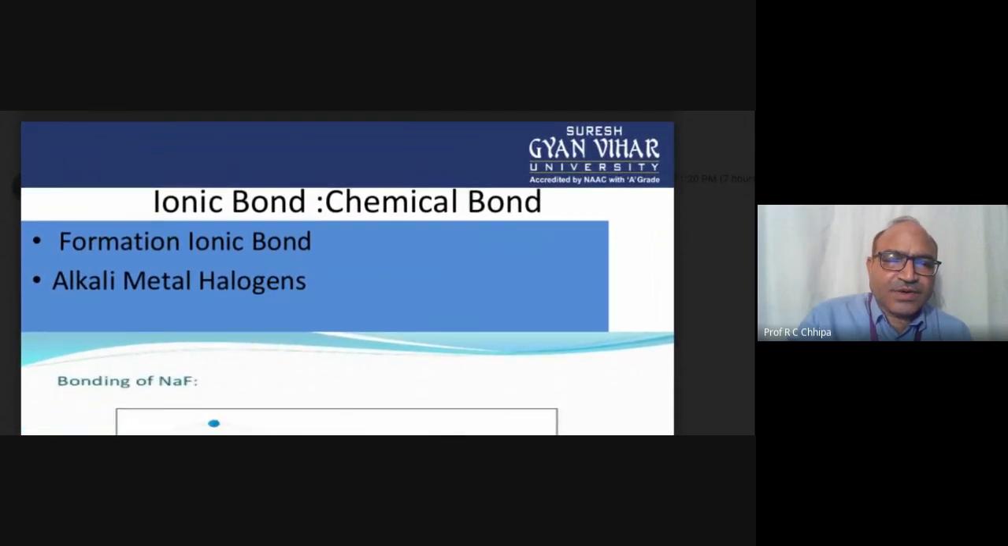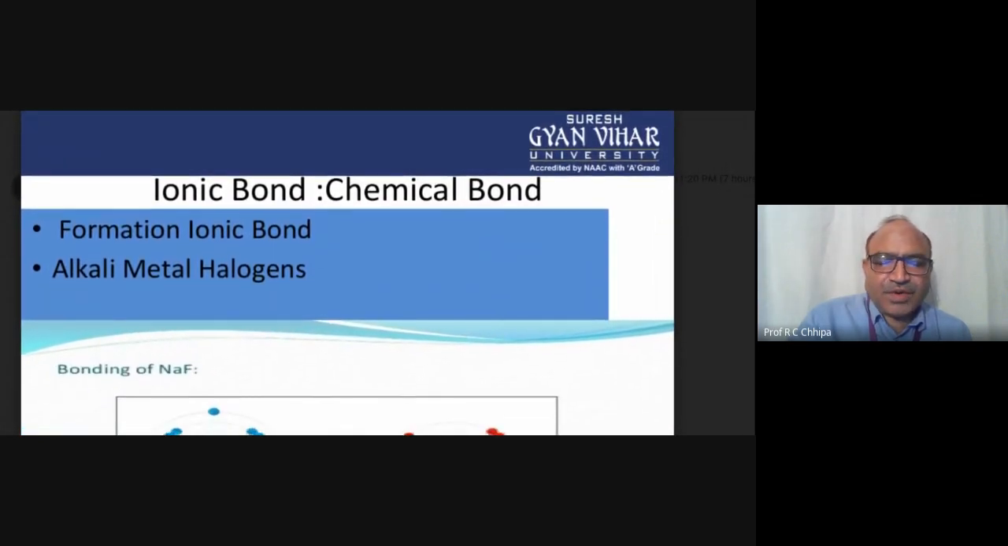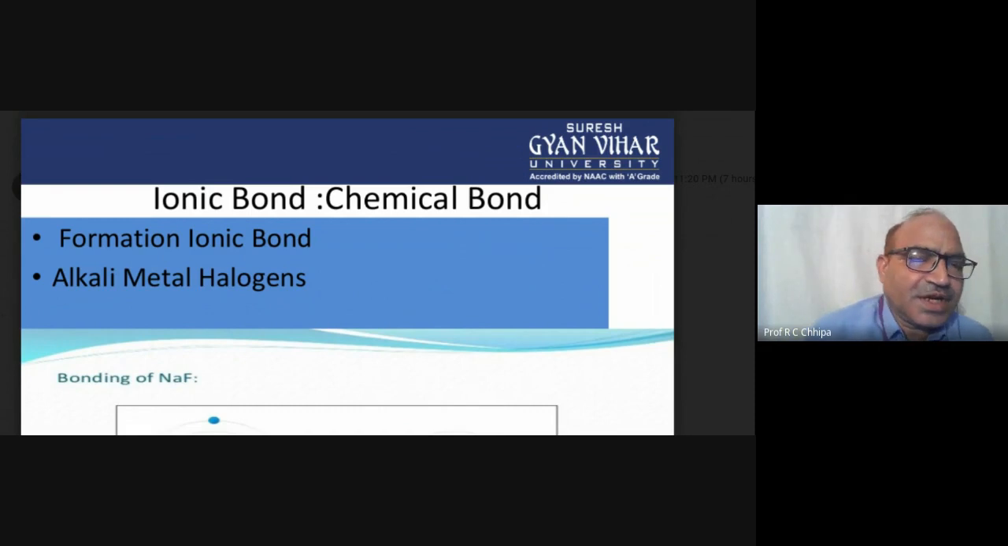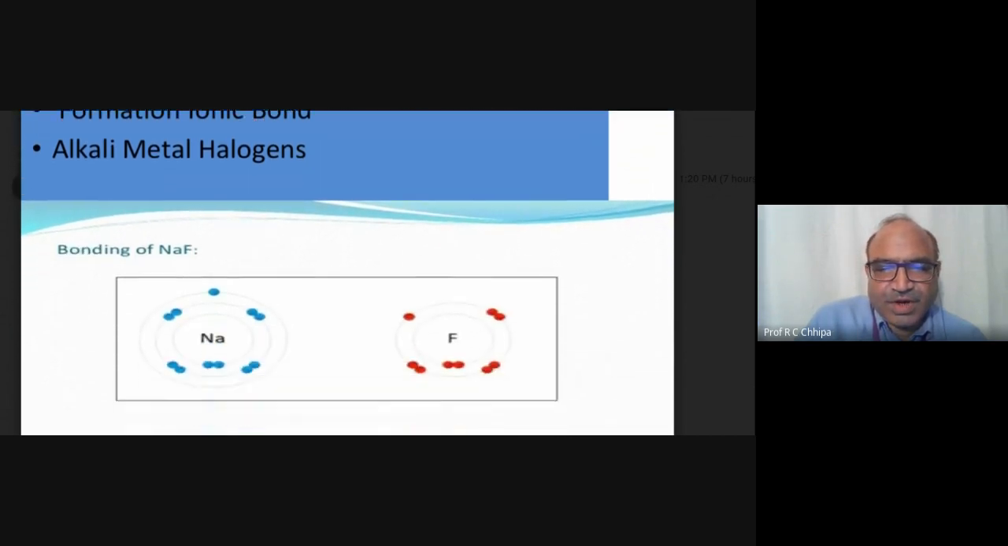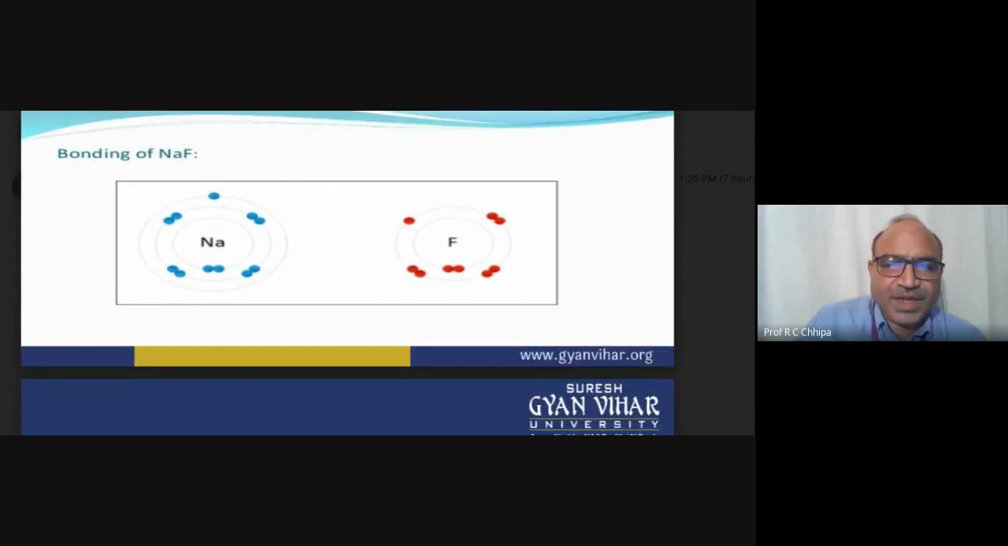Similarly, in the chlorine atom there are 7 electrons. If the chlorine atom takes 1 electron, then chlorine becomes the chloride ion. So here the halogens and alkali metals can combine with each other. We can also take the example of sodium fluoride. In sodium fluoride, we have to see the bonding and the electron pair arrangement.